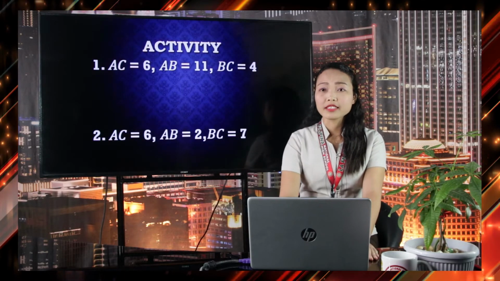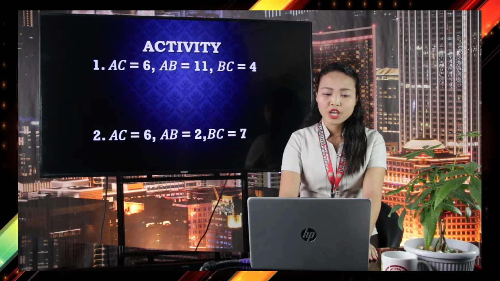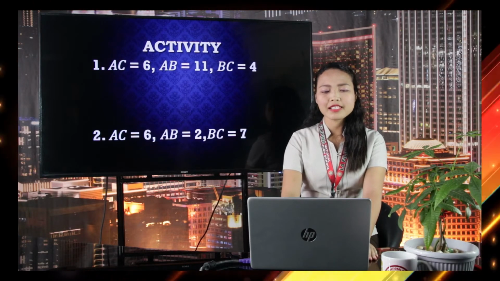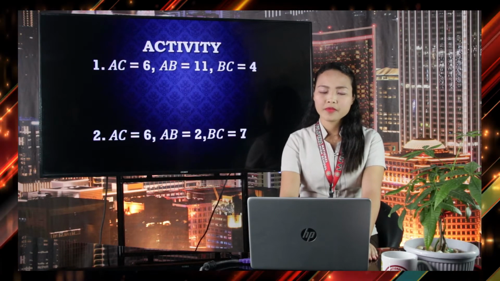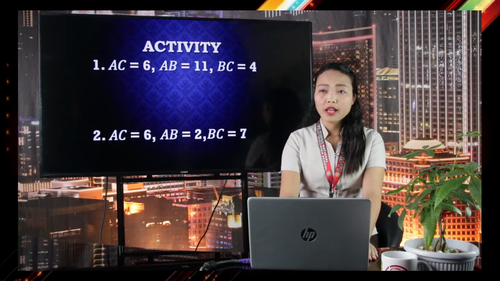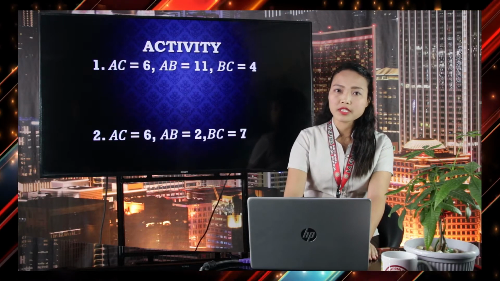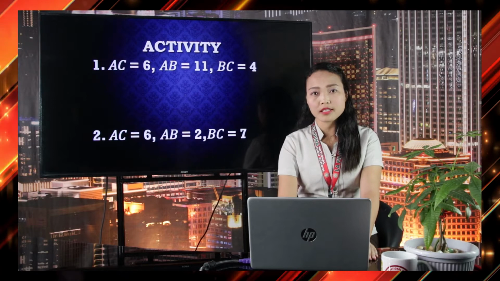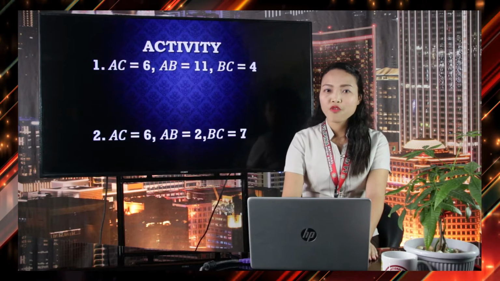Now, let's proceed to the activity. This time, I want you to draw a triangle using the following measures. We have number 1, AC equals 6, AB equals 11, and BC equals 4. You can now use a ruler and a pencil, and use the unit centimeters.